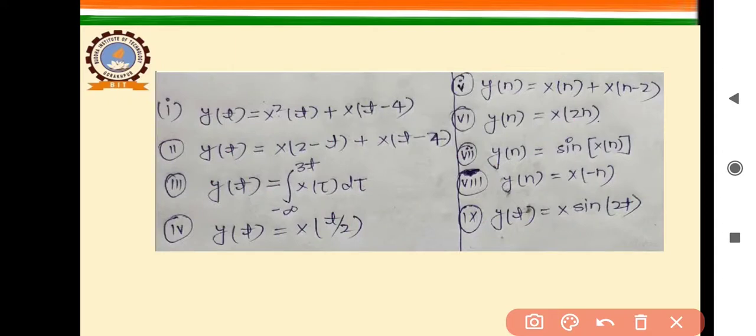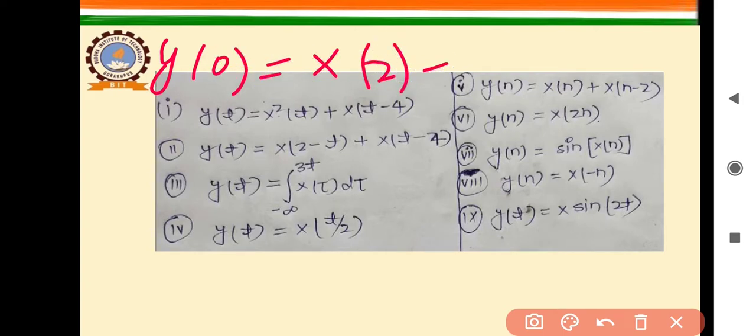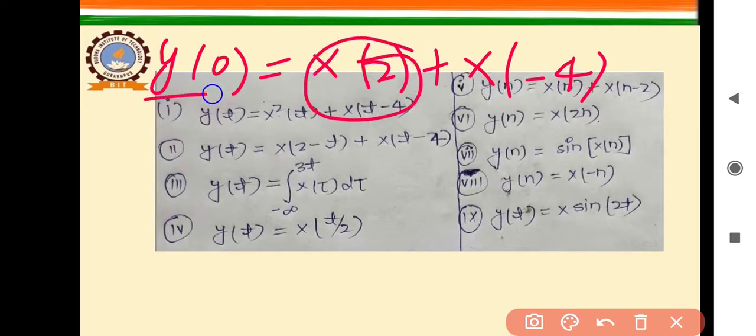The next one is y of t is equal to x of 2 minus t plus x of t minus 4. Here, take t equal to 0, then y of 0 will be equal to x of 2 plus x of minus 4. Here x of 2 is the future input for y of 0.